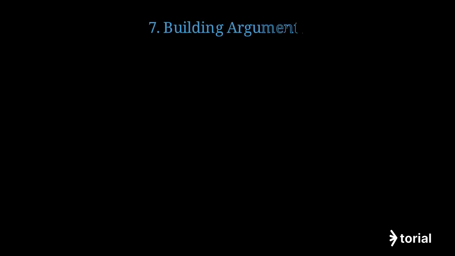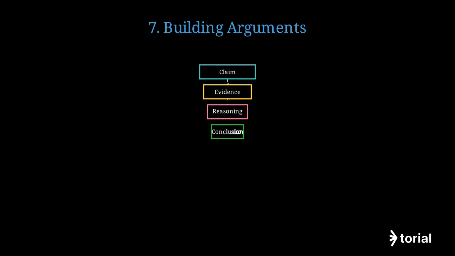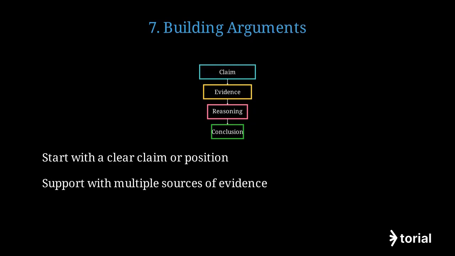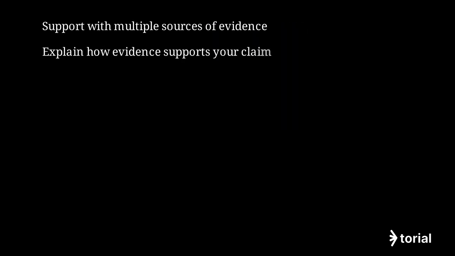Critical writing constructs clear, evidence-based arguments. Strong arguments flow from claim to evidence to reasoning to conclusion in a logical chain. Begin with a clear, specific claim or position that you will support with evidence. Support your claim with evidence from multiple high-quality research sources. Always explain explicitly how the evidence you present actually supports your claim. Never assume it is obvious.